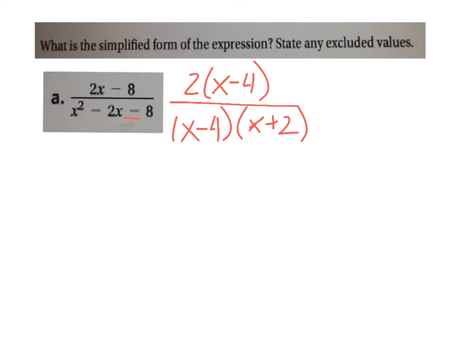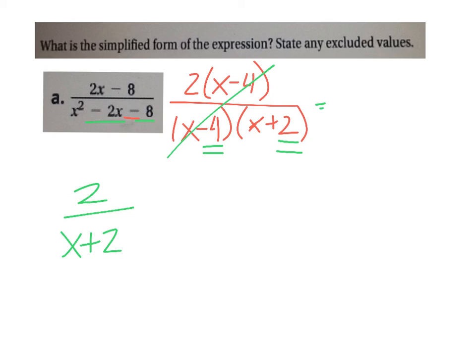Just like before, I'm going to make sure that works out. Negative 4 times 2 does give us negative 8, and negative 4 plus 2 does give us negative 2. So these cancel out. That leaves me with my final answer of 2 over x plus 2.